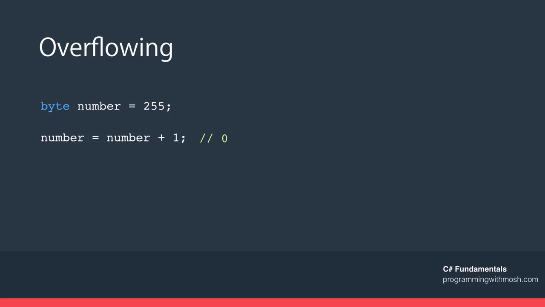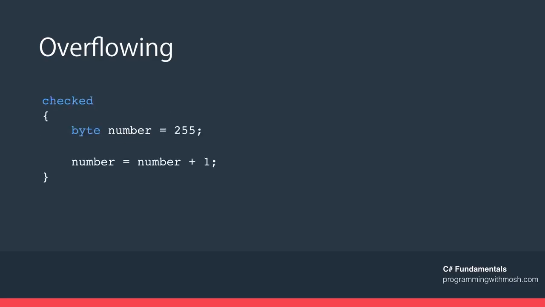In C#, by default, we don't have overflow checking, which means we can modify the value of a variable at runtime, and if we go beyond the boundary of its underlying data type, we will get overflow. Now, sometimes this is not desirable in your application. You want to stop overflowing. If that's the case, you need to use the checked keyword.